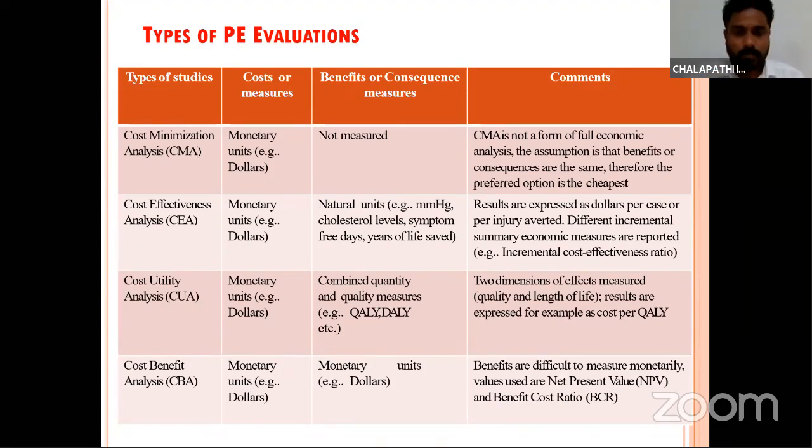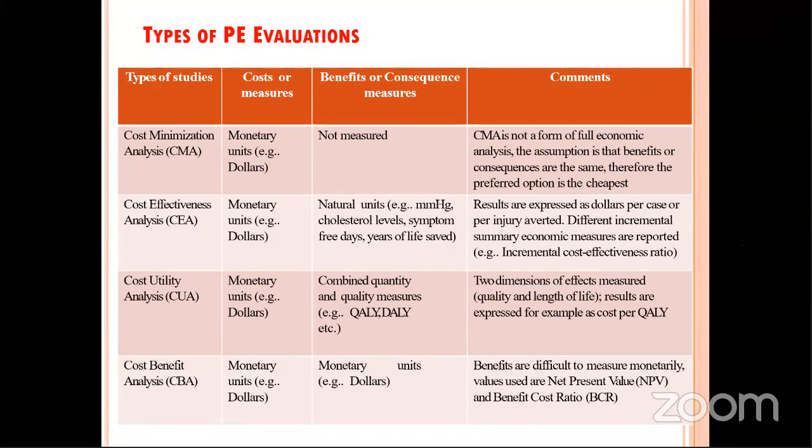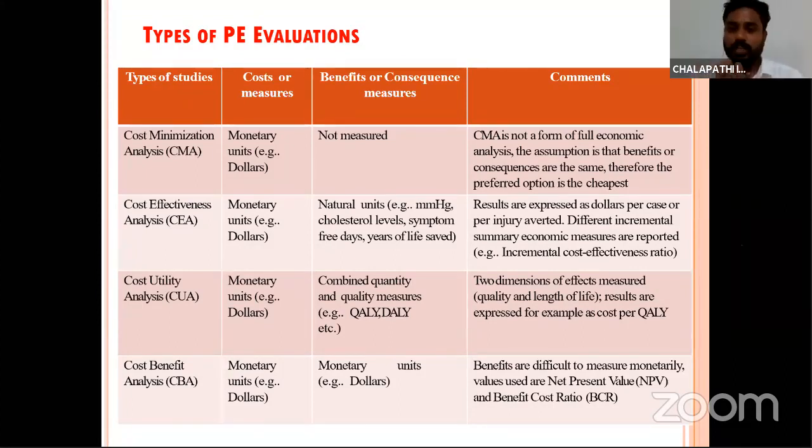So I hope I'm moving to next one. As I said, cost is fixed. Next one is outcome. So in cost minimization outcome, you are not looking into the outcome. In the sense, you are looking into the outcome, but you are not comparing the outcomes which you are getting from the 2 different drugs.